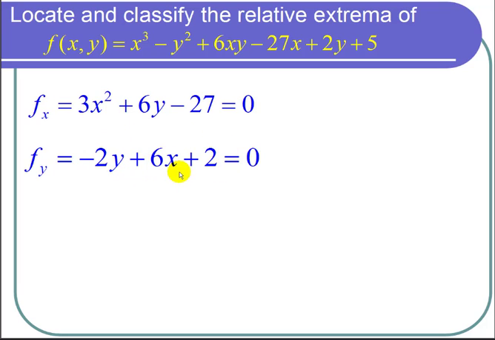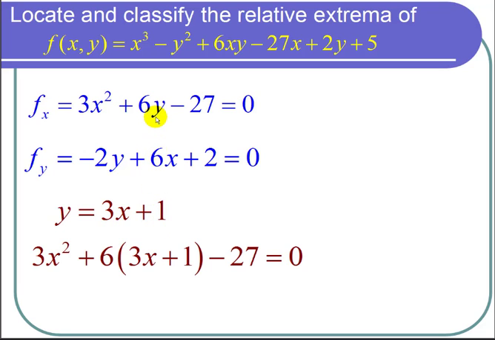So I first use the second equation, and I solve for y. I can divide by 2, move the y over, and I get that y is equal to 3x plus 1. So now I substitute 3x plus 1 in for y in the first equation. And I get 3x squared plus 6 times parentheses 3x plus 1 minus 27 equals 0.